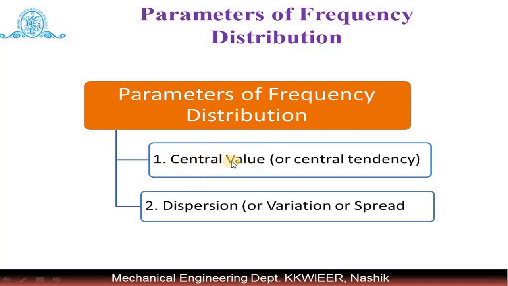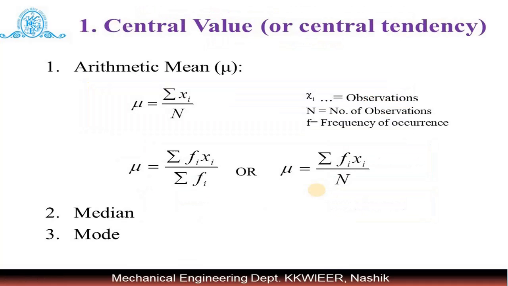First one we have central value. For all the collected data we can find out the central value, or we call it central tendency in statistics. And second we have dispersion. Dispersion is nothing but the variance, or we can say the variation of the data from the central tendency, or the spread of the data. So these two methods are to be discussed.